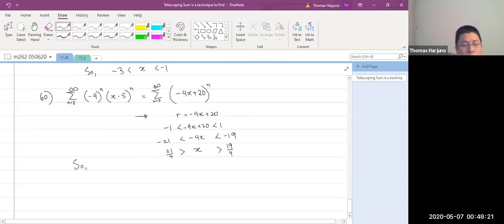So the series from n equals 0 to infinity of (-4) to the n times (x minus 5) to the n is convergent when x is between 19/4 and 21/4.